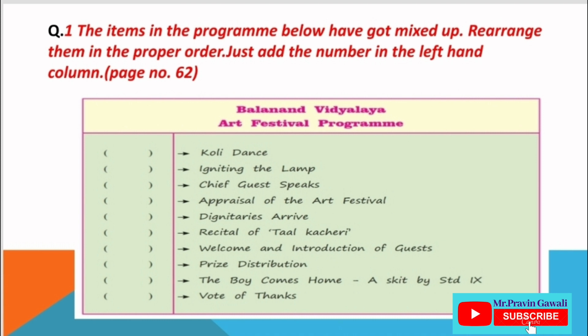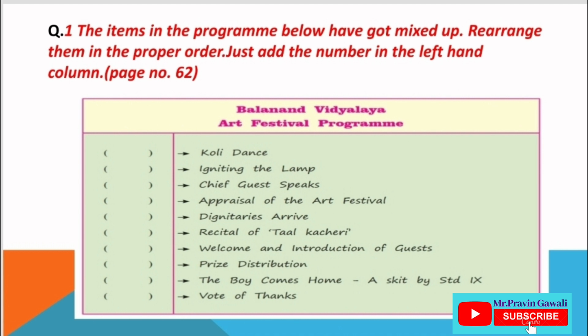Question number 1. The items in the program below have got mixed up. Rearrange them in the proper order. Just add the number in the left hand column. Students, this is given on page number 62. Balananda Art Festival Program. So here activity is given on the right hand side and you have to write the number in order in the left hand column.